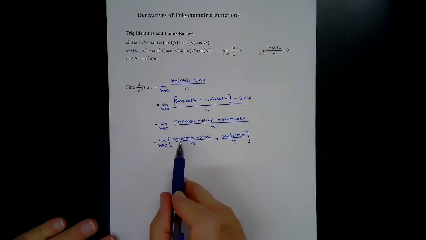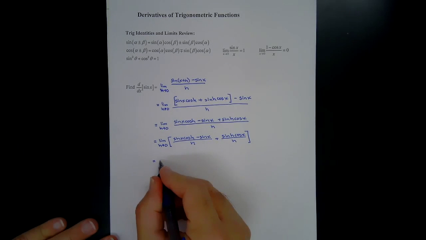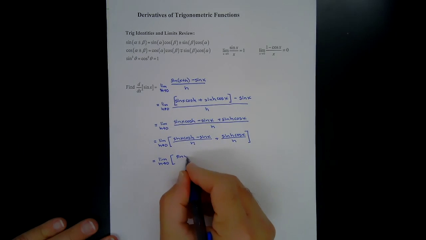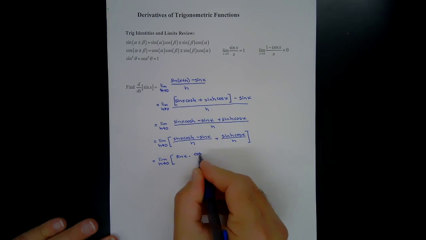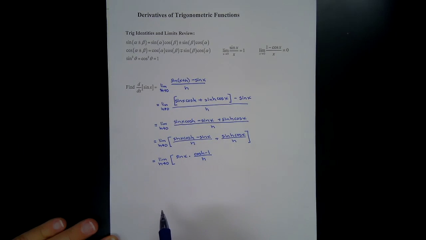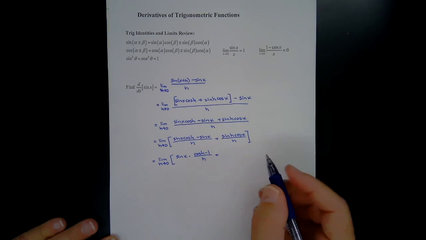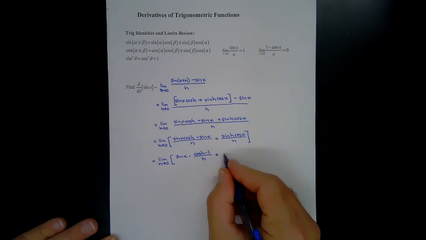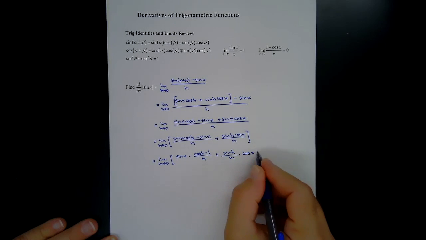And then these two have a factor of sine x in common, so I'm going to pull it out. So this becomes the limit as h approaches 0 of, and I'm going to pull it all the way out, sine of x times cosine of h minus 1 over h. That would be the same as this. And then this one, I want the sine h and h to be together, so I'm going to bring the cosine x out in front. So this one becomes sine h over h times cosine of x.